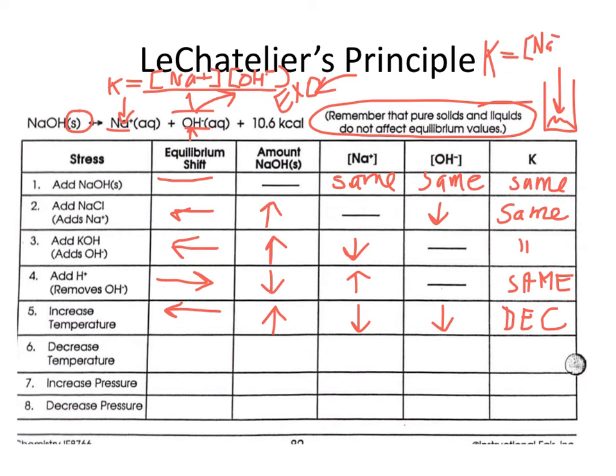Finally, decreasing the temperature is like removing heat. So if I'm removing heat, the reaction is going to shift to the right. The amount of sodium hydroxide will decrease. The amount of sodium will increase. Hydroxide will increase. And in this case, the numerator is going to get bigger, the denominator smaller, so the equilibrium constant will increase.